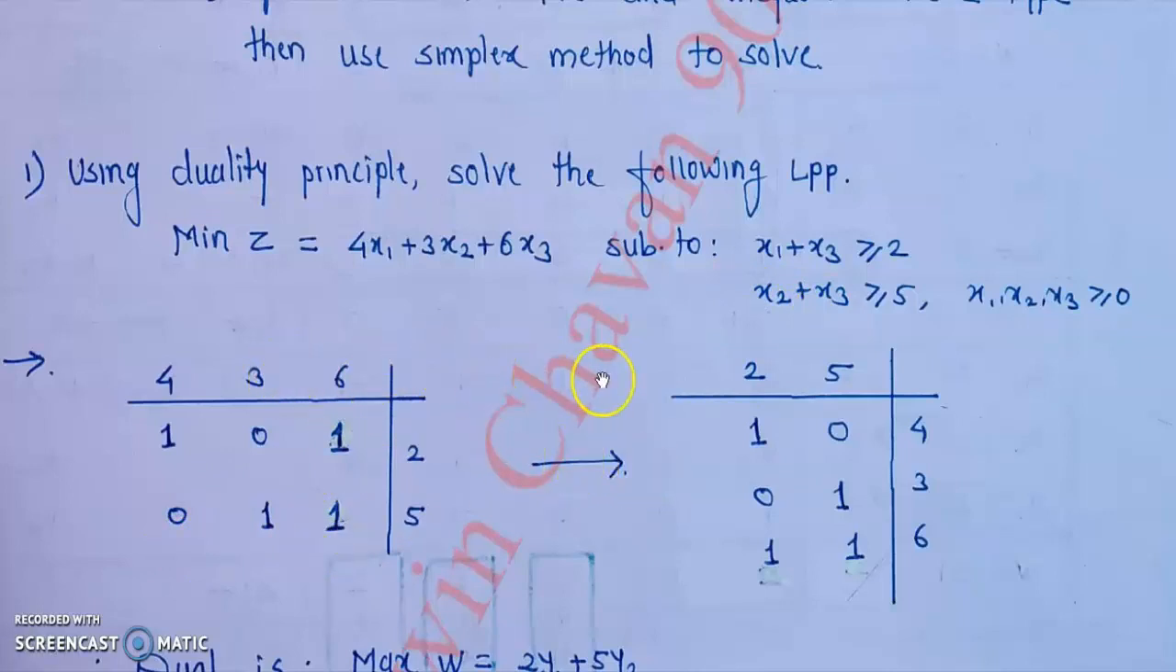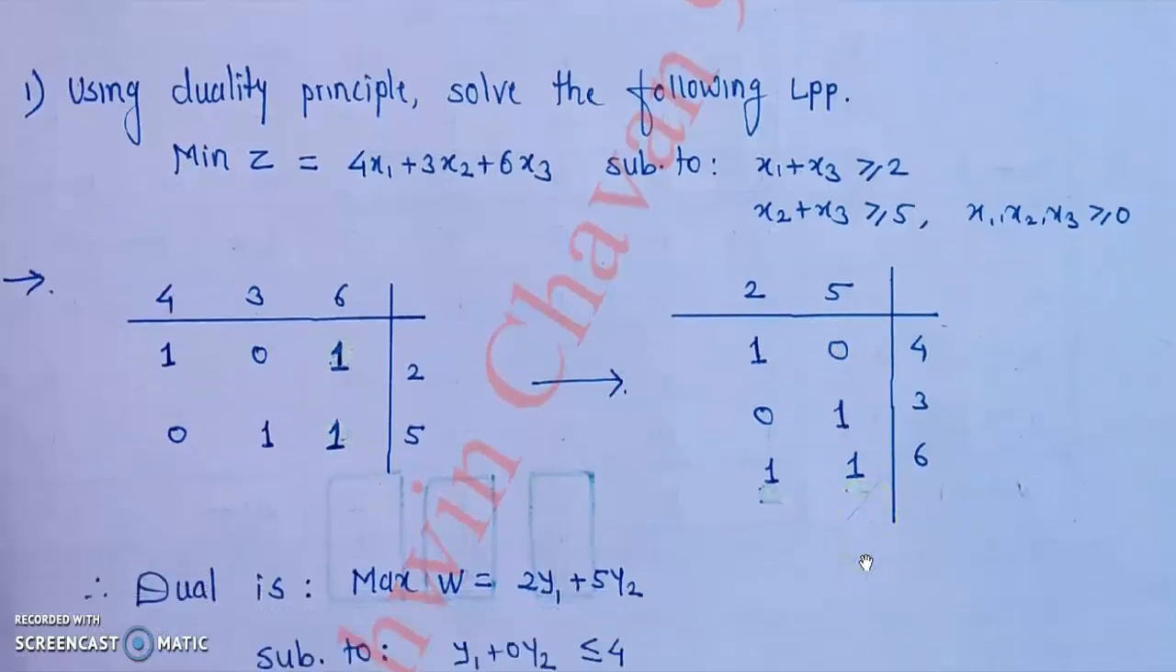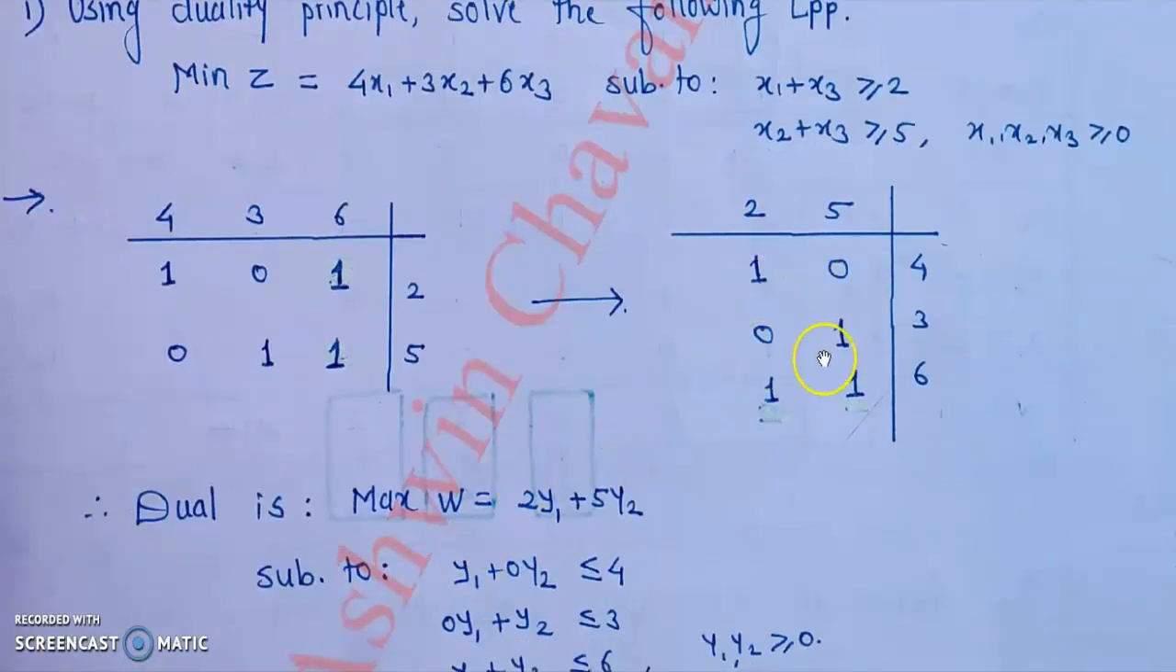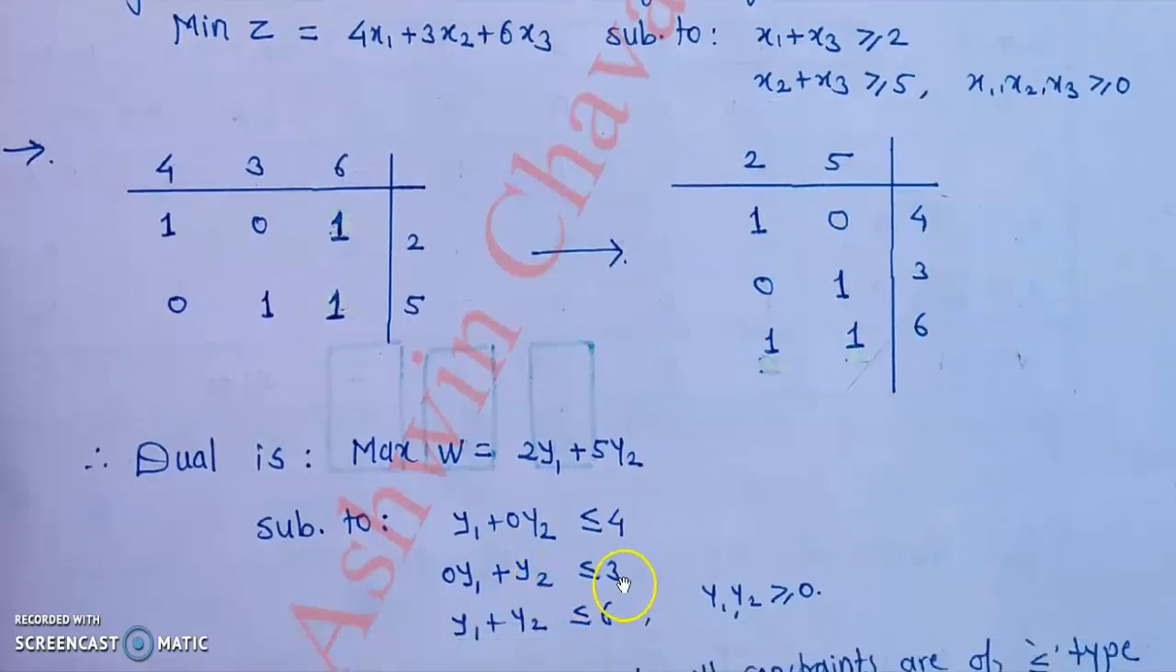Now in the dual, we know 4 3 6 becomes the rightmost column, 2 5 becomes the topmost row, and we take the transpose of this matrix, that is 1 0 1 becomes the first column and 0 1 1, which was the second row, becomes the second column. We write its dual now. So the minimization Z problem becomes maximization W with two variables y1 and y2. So we have 2y1 plus 5y2. The top elements will be the coefficients. Subject to three constraints, as the three rows are seen here: y1 less than or equal to 4, y2 less than or equal to 3, and y1 plus y2 less than or equal to 6.